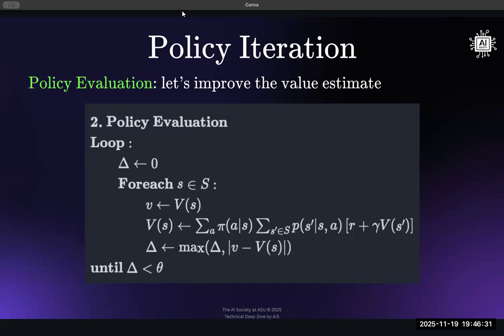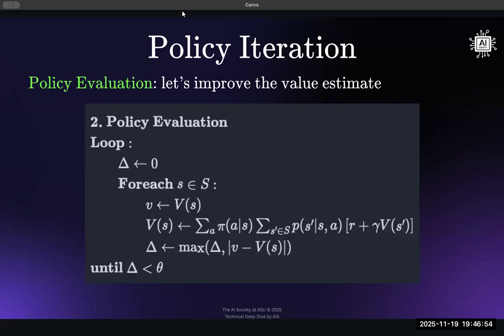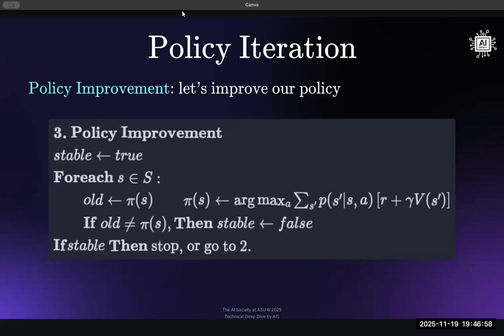But ideally, we do want the big V of S to change. We don't want it to be the same. We don't want it to even perform worse. We want it to be better. And then we run this until we see that this delta threshold is less than the theta that we gave as input to the algorithm. So the theta is the threshold, and we're just seeing if it's less than theta.